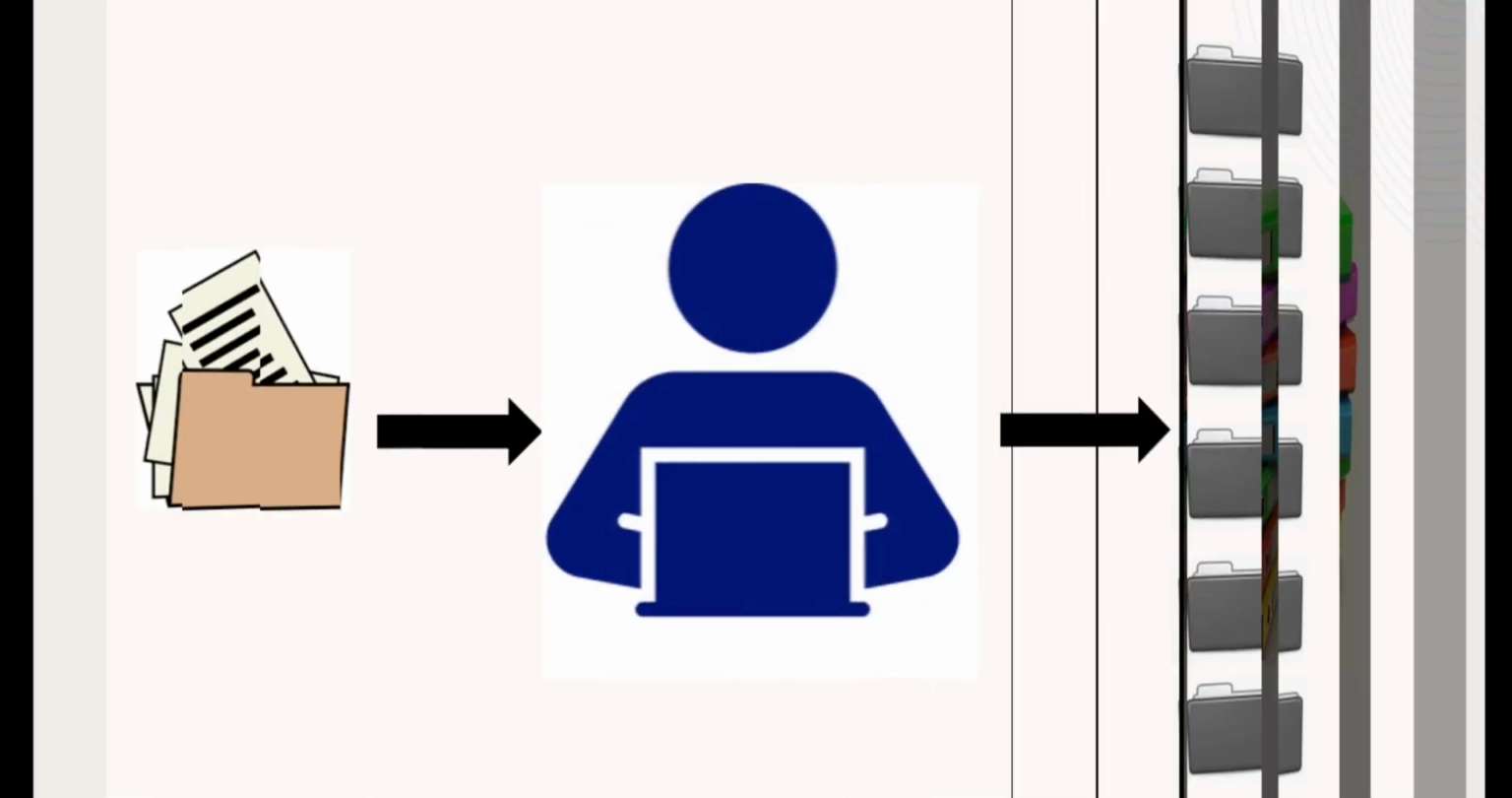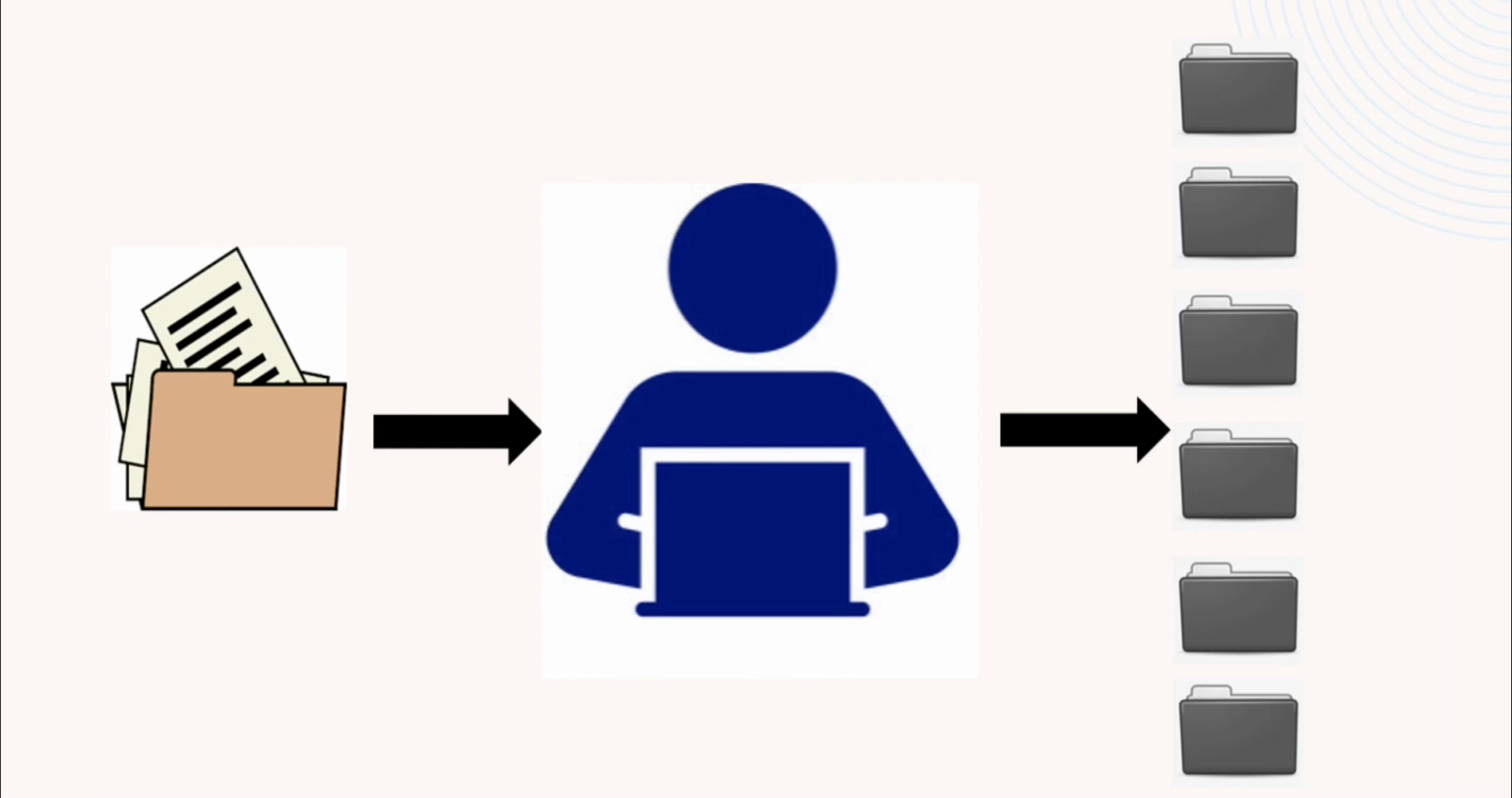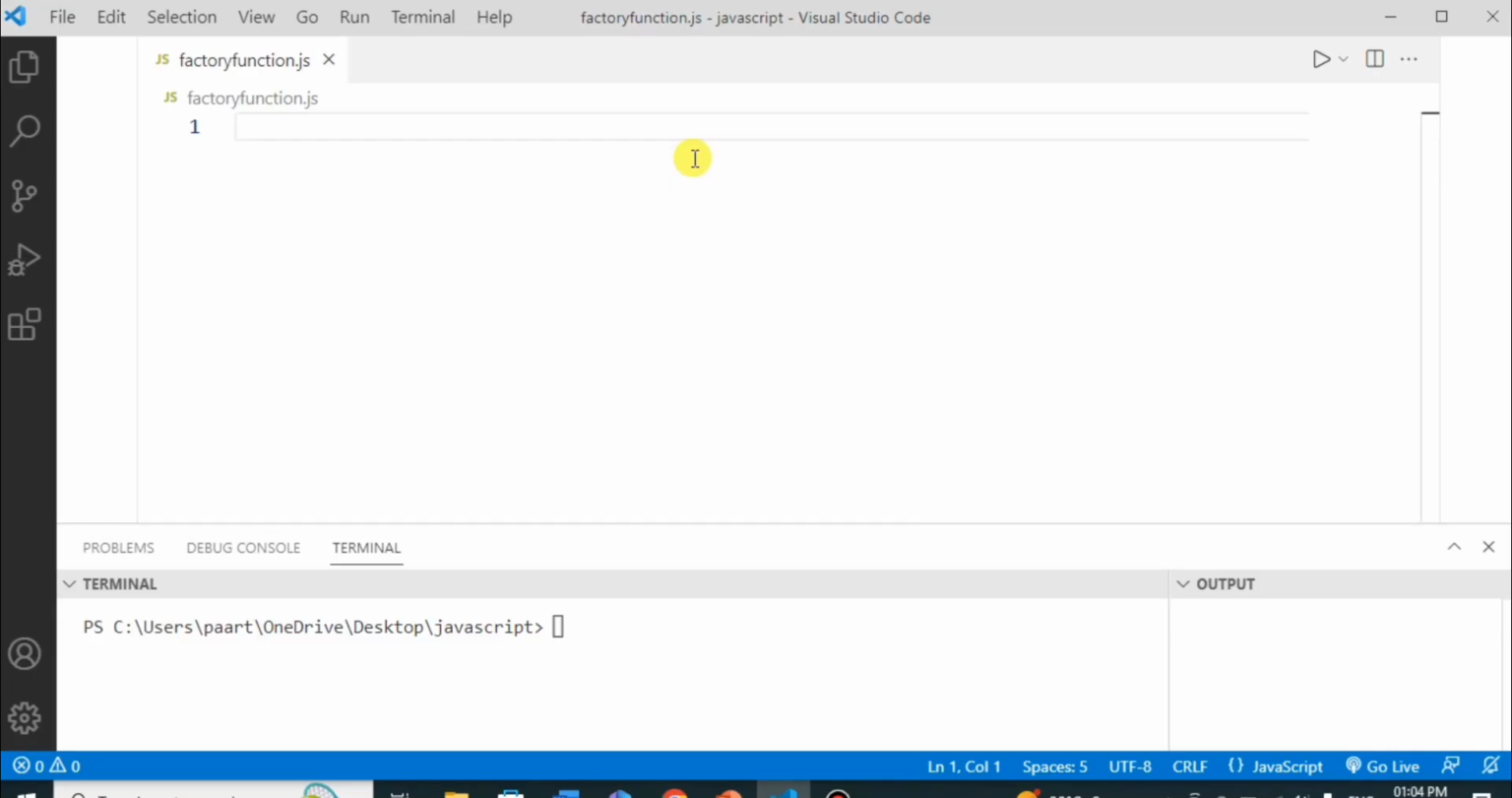When we have some complex logic and we need to construct several object instances repeatedly, we can add that logic in one factory function and then utilize it for creating objects. Now let's see an example of a factory function in JavaScript. Let's see the use of a factory function in JavaScript.